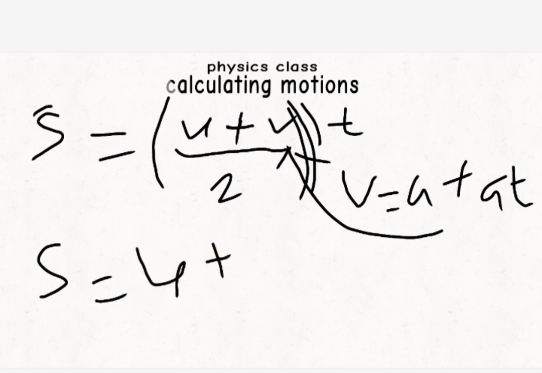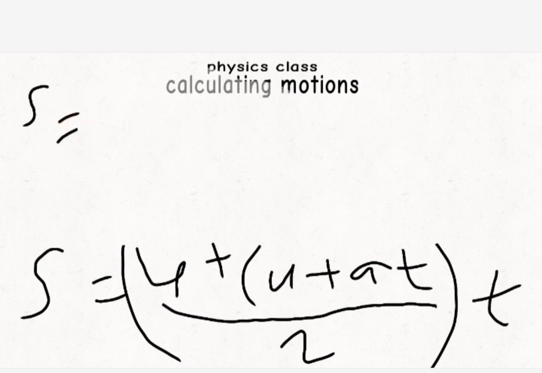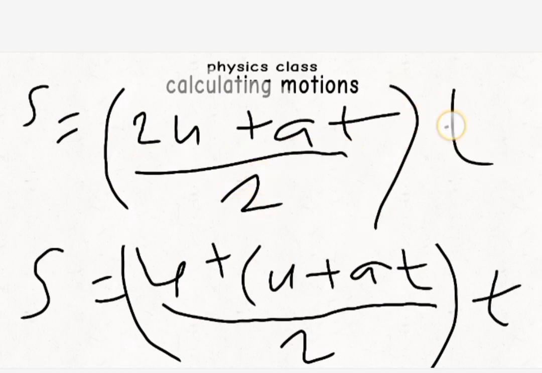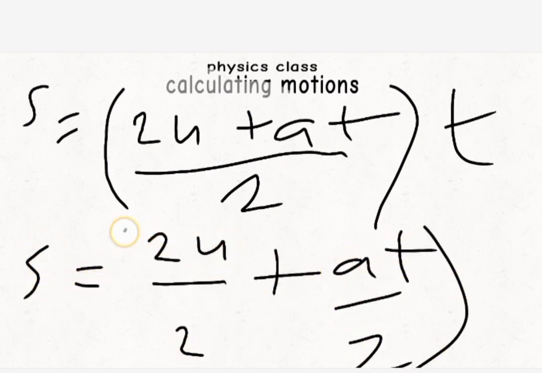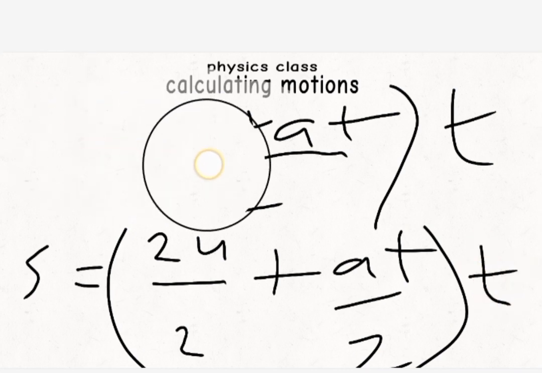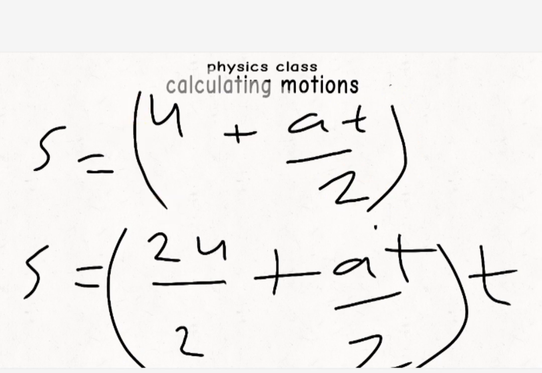So therefore, s is equal to (u plus at, then divided by 2) multiplied by t. So s is equal to (2u plus at) divided by 2, multiplied by t. So s is then equal to 2u divided by 2 plus at divided by 2, everything multiplied by t. Then the 2 cancels the 2 in 2u over 2, so s is then equal to (u plus at over 2) multiplied by t.